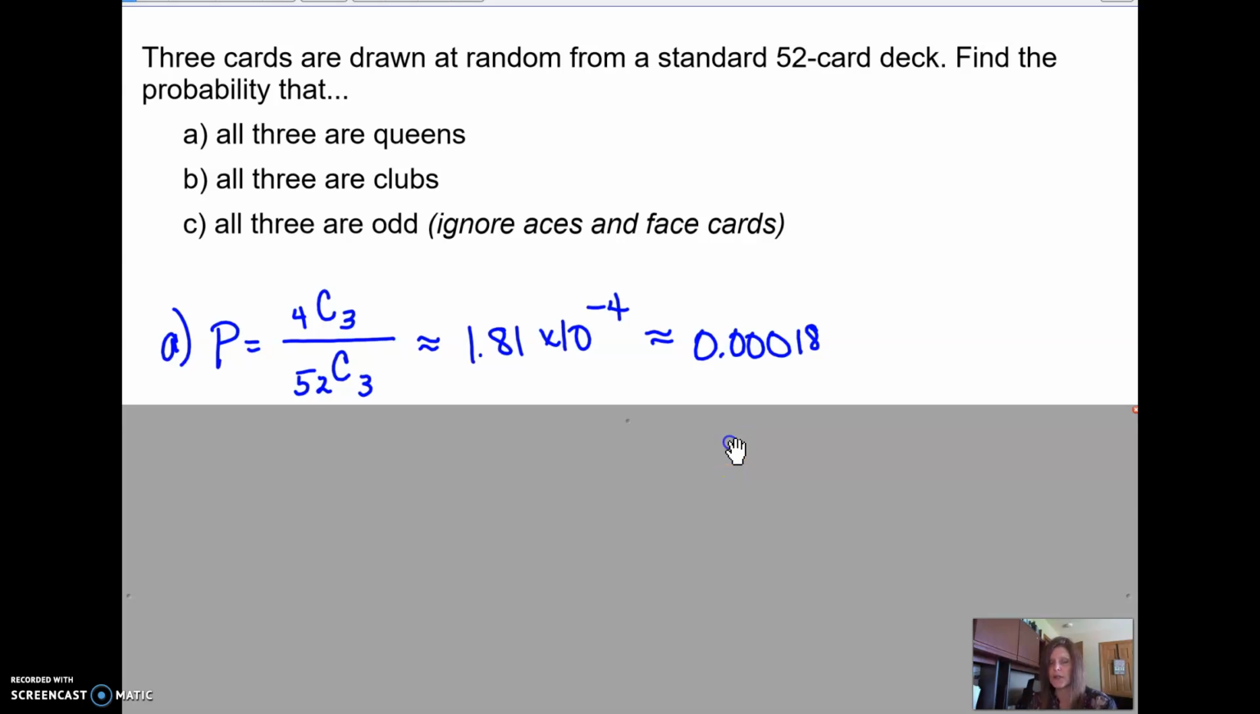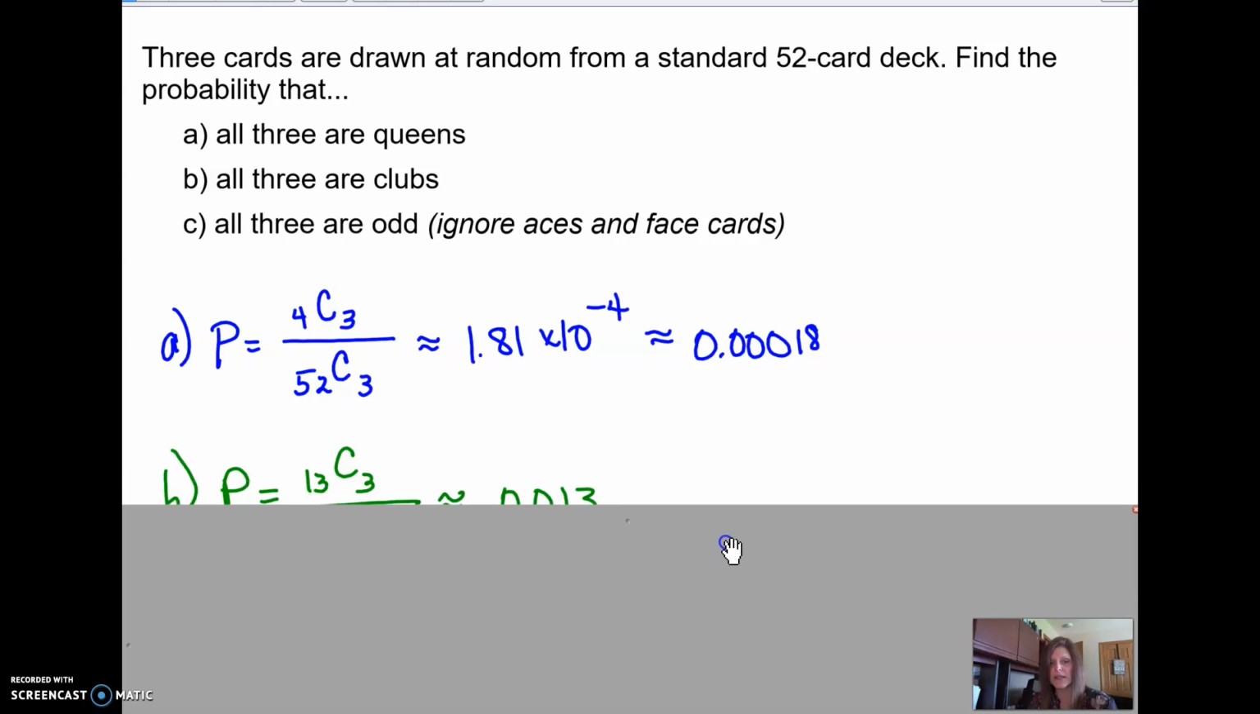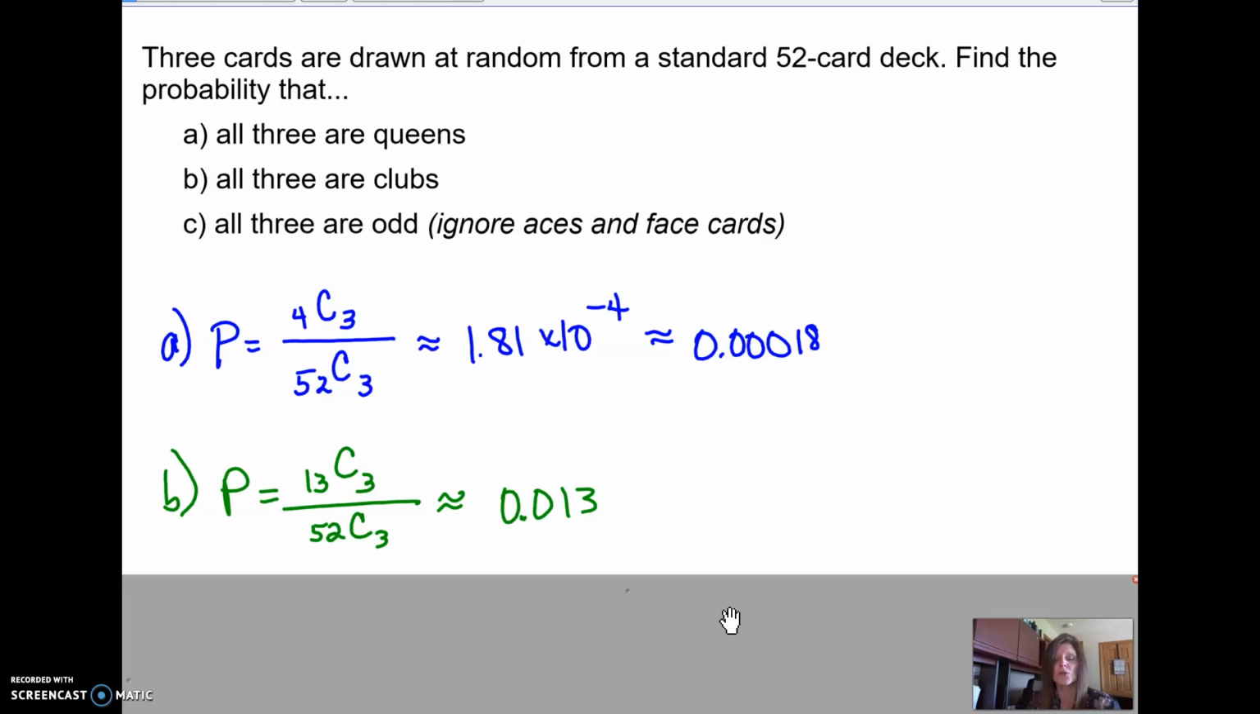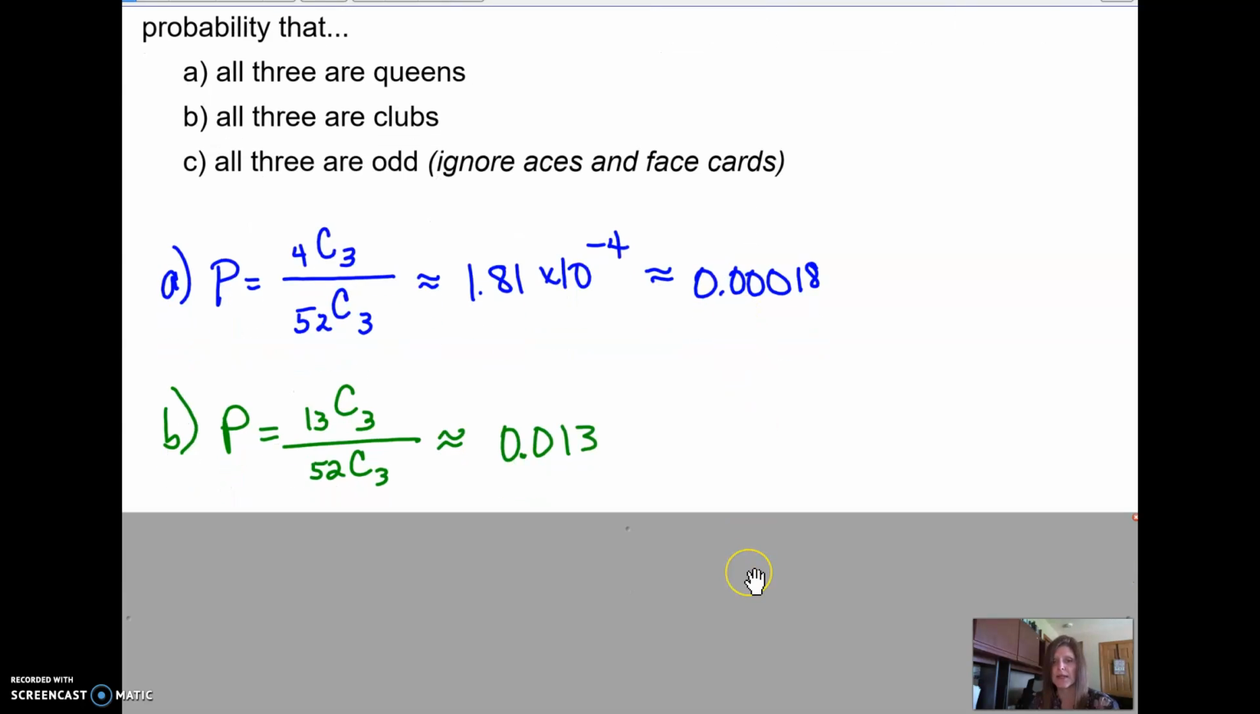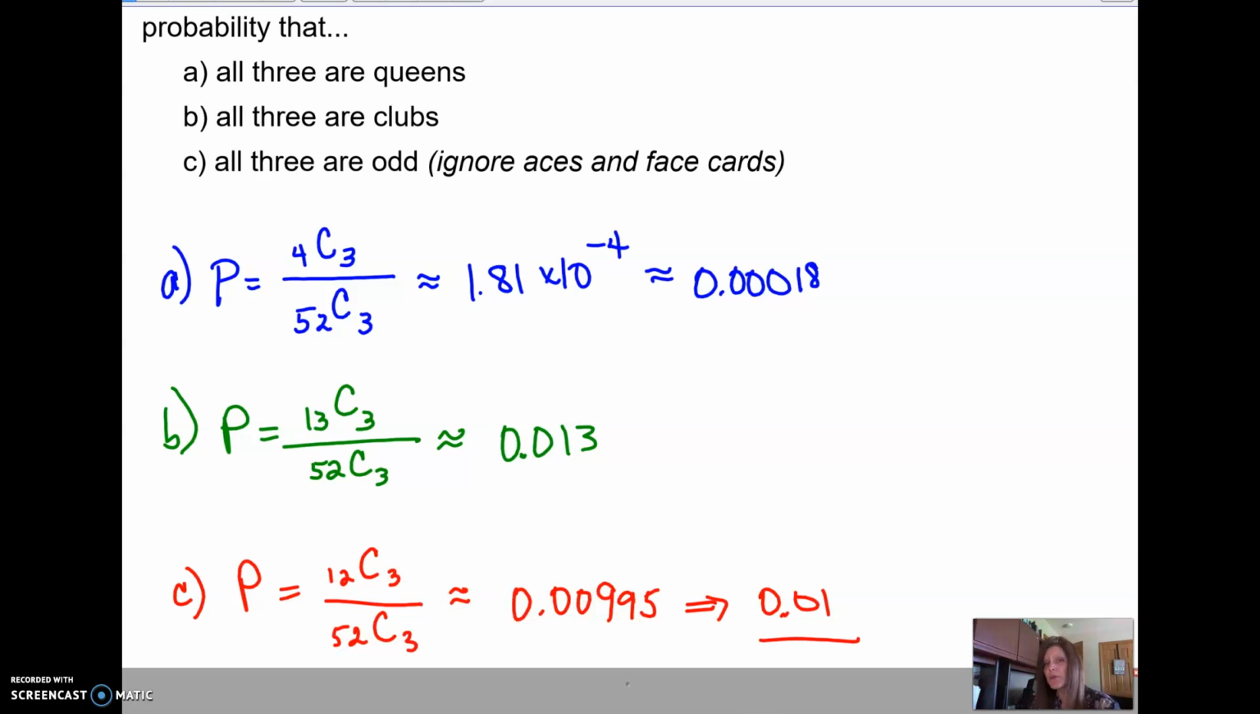What about the next one? All 3 are clubs. The denominator is going to be the same, but this time our numerator is going to be 13 things taken 3 at a time. We're still using combinations, so we're having more to choose from. We're going to have more possible ways of getting those 3 clubs. So our probability is a little bit higher, 0.013. Now what about the next one? Odd. So we said that would be 3, 5, 7, 9, and those are the only odd numbered cards in a deck. And we have those in each of the suits. So you would do the combination of 12 things taken 3 at a time for your numerator, same denominator.